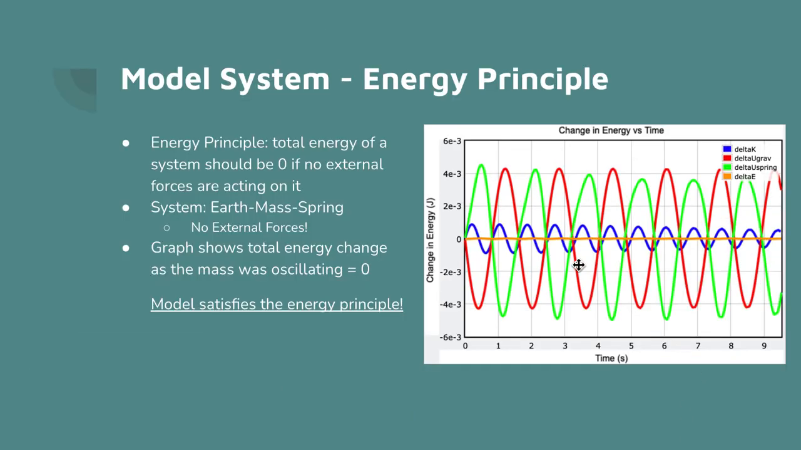This graph shows the total energy changes and the individual energy changes over time. As we can see, the total energy change is constant at 0, which means that it satisfies the energy principle. Since our system included the Earth, mass, and the spring, we stated before that the total energy change should stay at 0, since no external forces would be acting on it, so any transfer of energy is internal. The computational model then follows the energy principle.